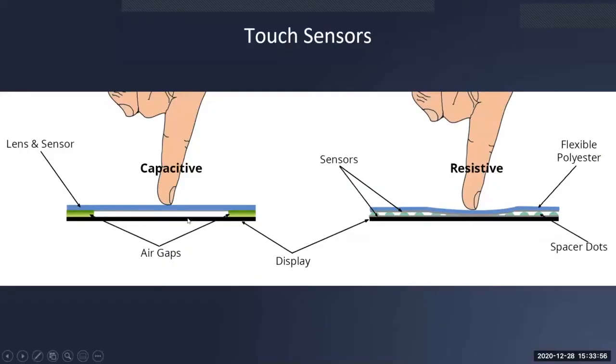First one, the capacitive sensor. When we touch the surface, the distance between the plates decreases. So it causes capacitance to increase, and this causes a change in voltage, which again triggers the switch. Then the resistive sensor. When we touch the surface, it touches the sensor and lets the current flow, and again the voltage changes and triggers a switch.